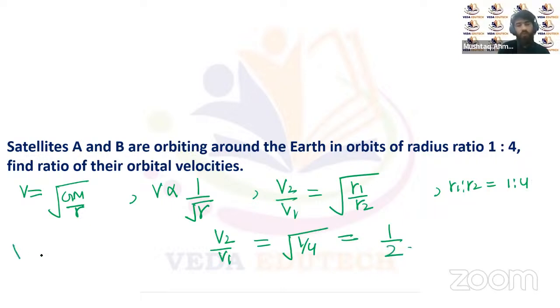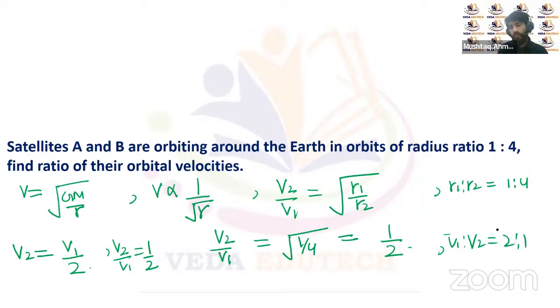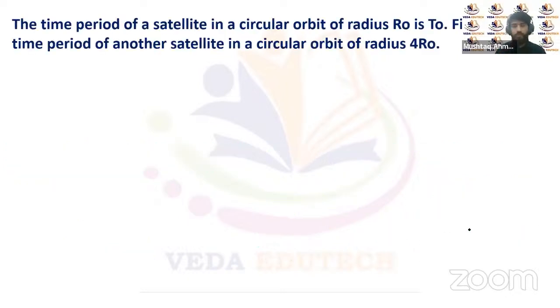So the value of V2 will be V1 upon 2. Or we can say the ratio of orbital speeds V2 upon V1 will be 1 upon 2. Or if we have to find V1 ratio V2, it will be 2 ratio 1. So that's how we can find the ratio between the orbital speeds of the two planets.